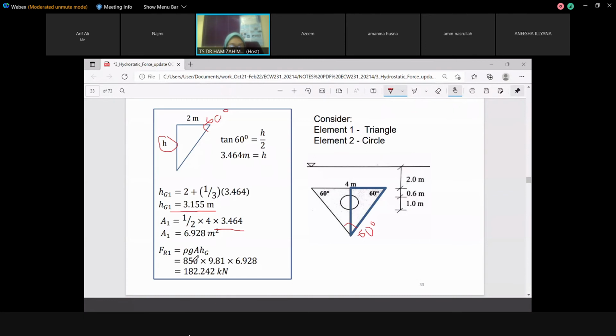So you have, this is not the water. So density dia dapat 150 must be oil. Times gravity 9.81 times area and then times the Hg. Hg ialah 3.155.